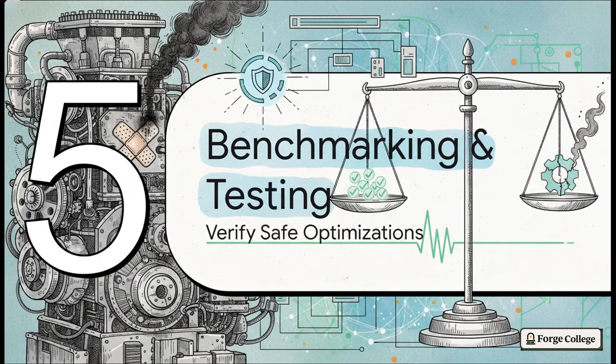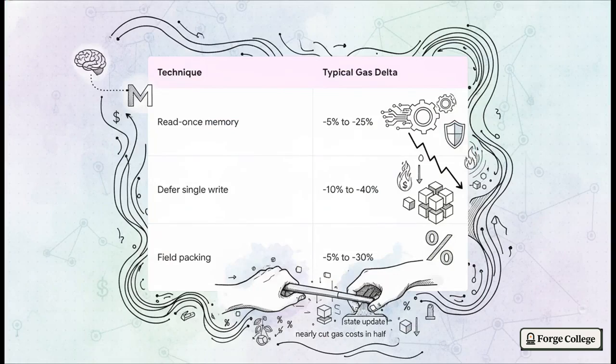And finally, Section 5, benchmarking and equivalence. Now, as engineers, we don't just slap a patch on a complex engine and cross our fingers, right? We need quality assurance. We need concrete data to prove these optimizations are actually effective. Check this out. The read-once memory pattern can save you anywhere from 5 to 25%. Deferring a single write offers a massive potential drop of 10 to 40% in gas costs, and field packing can save you another 5 to 30%. If you just defer writes and combine operations, you can nearly cut your state update gas costs in half in the best scenarios. I mean, that is incredibly powerful.